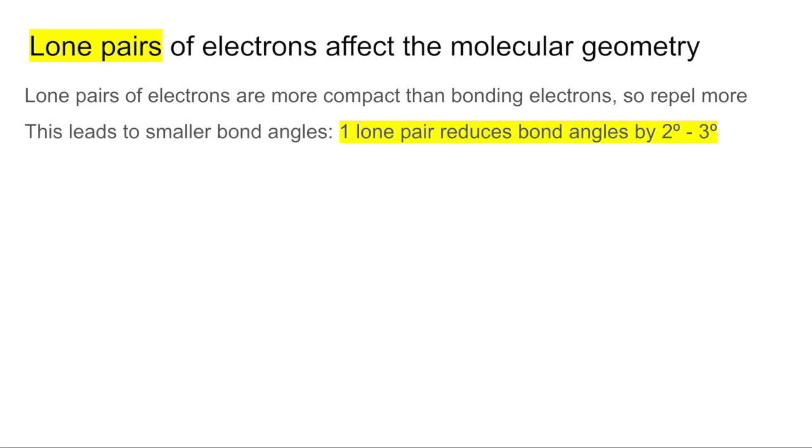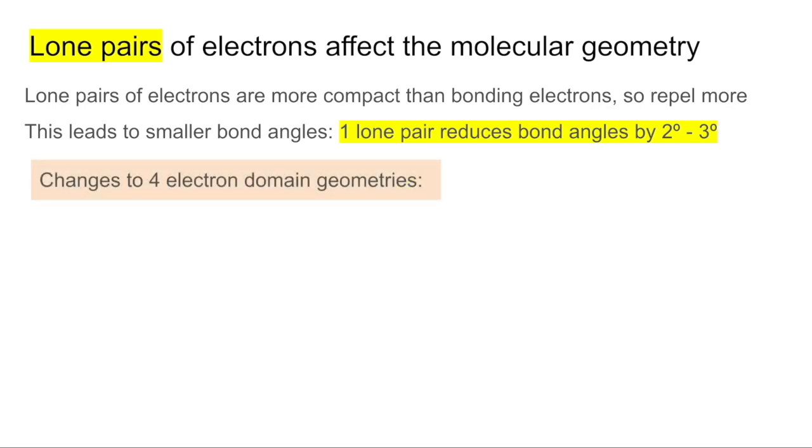Okay, lone pairs. How do lone pairs affect the molecular geometry? Well, lone pairs of electrons are more compact than bonding electrons, so they repel more. This leads to smaller bond angles. One lone pair reduces bond angles by 2 to 3 degrees. What I mean by that is if you see a lone pair that's not in a bond, it will make the existing bonds smaller by 2 to 3 degrees. So you'd need to know what the bond angles would be if they were all bonds, and then you just subtract 2 to 3 for every lone pair.